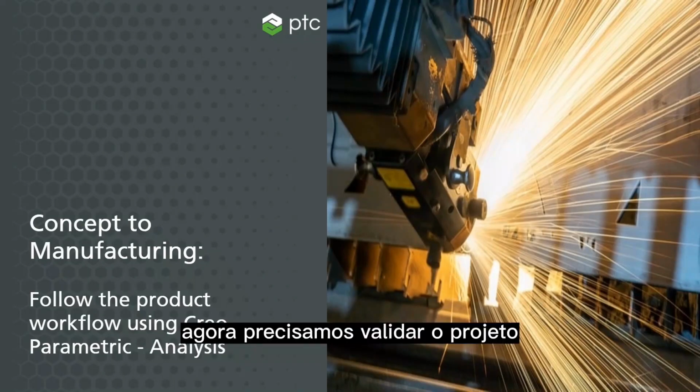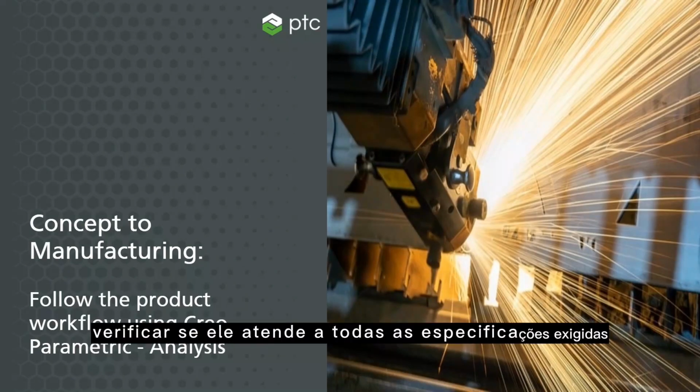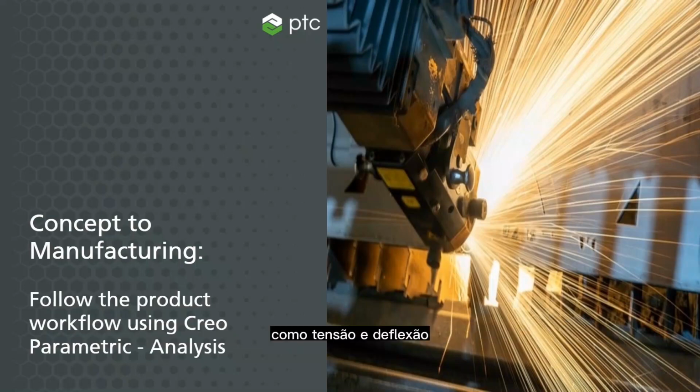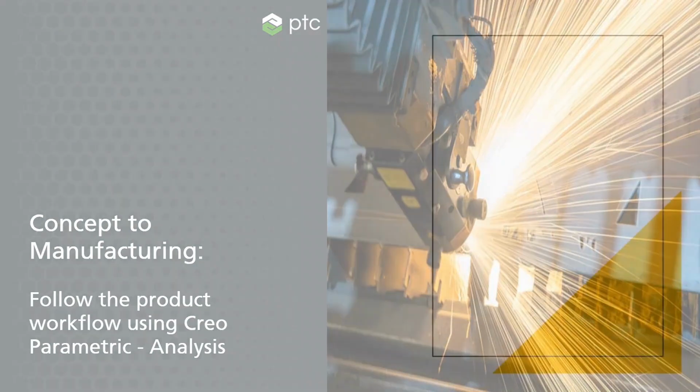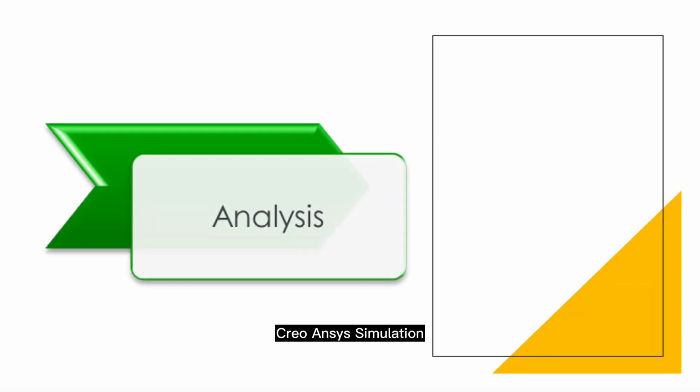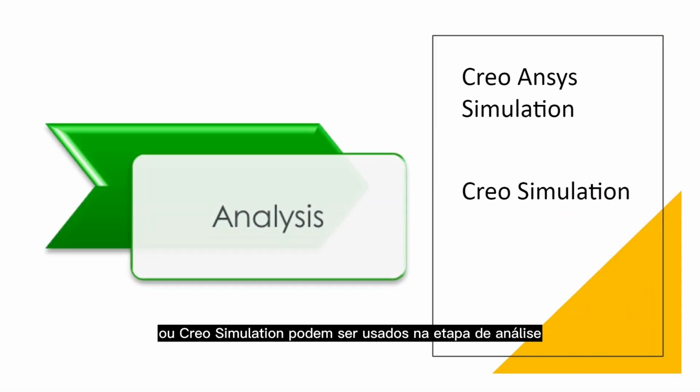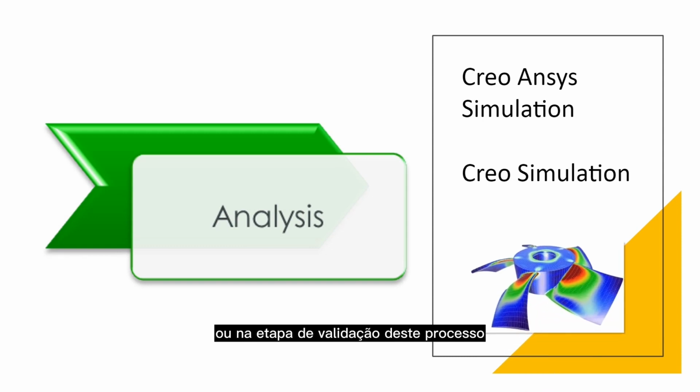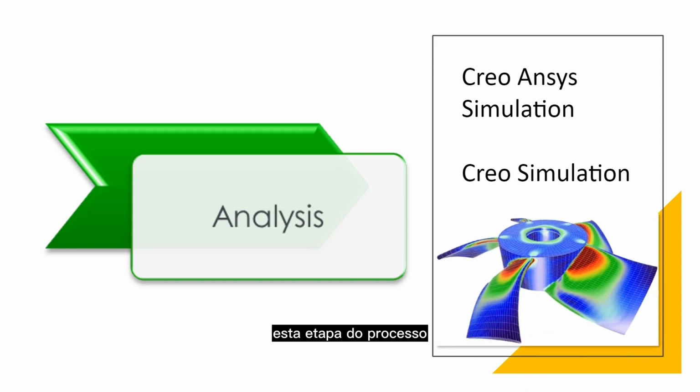Now we need to validate the design. Make sure it meets all the required specifications, such as stress and deflection. Creo ANSYS simulation, or Creo simulation, can now be used in the analysis or validation stage of this process. This step of the process eliminates potential rework and redesign resulting from late-stage identification of errors and design flaws.